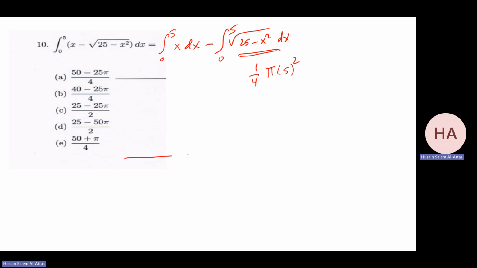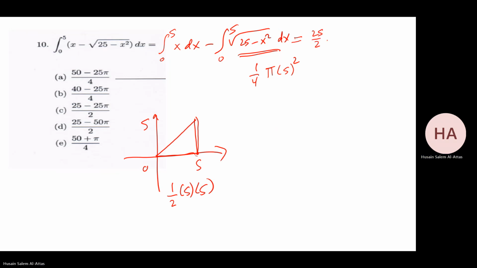Now, what about this one? It is x from 0 to 5. So this is 5 and this is 5. So it's half of a triangle, 5 times 5. So this one will be 25 over 2 minus 25 pi over 4. I can rewrite it as over 4. That will be 50 minus 25 pi, over 4, which is this one.